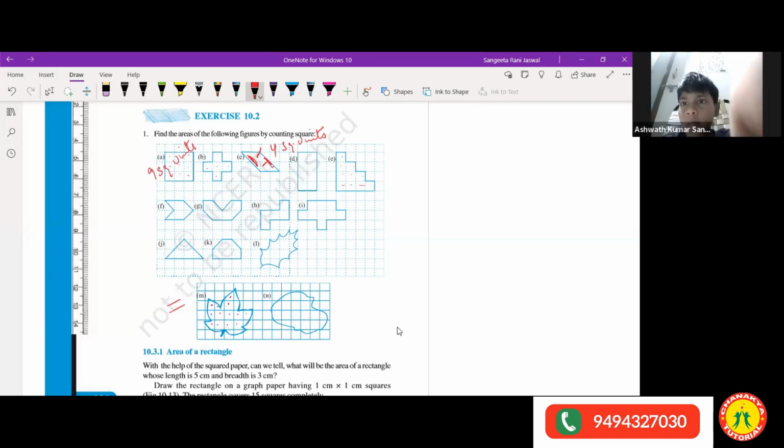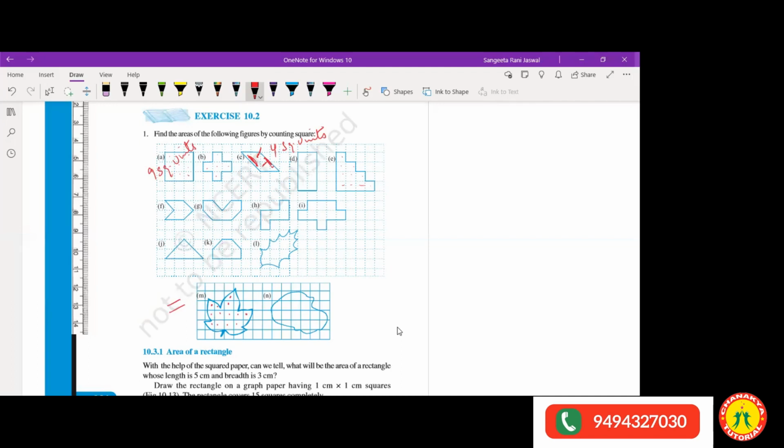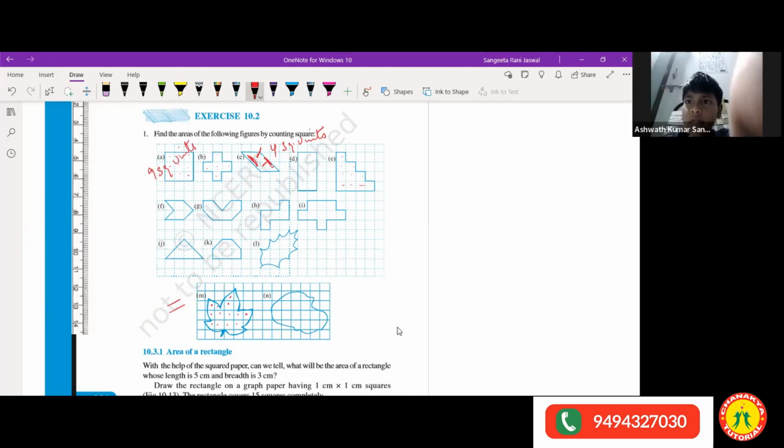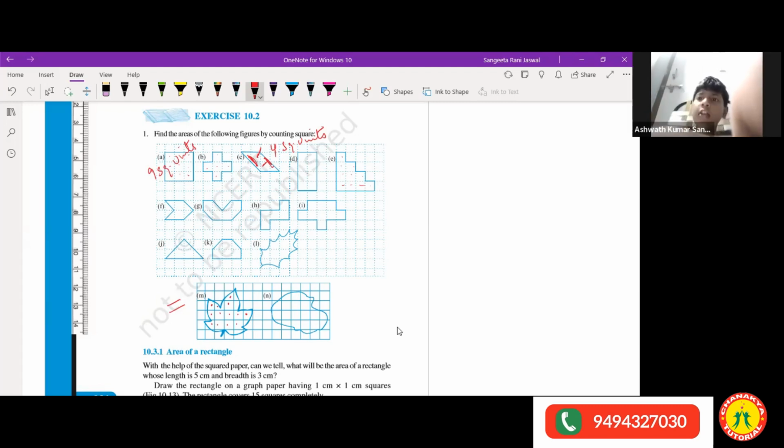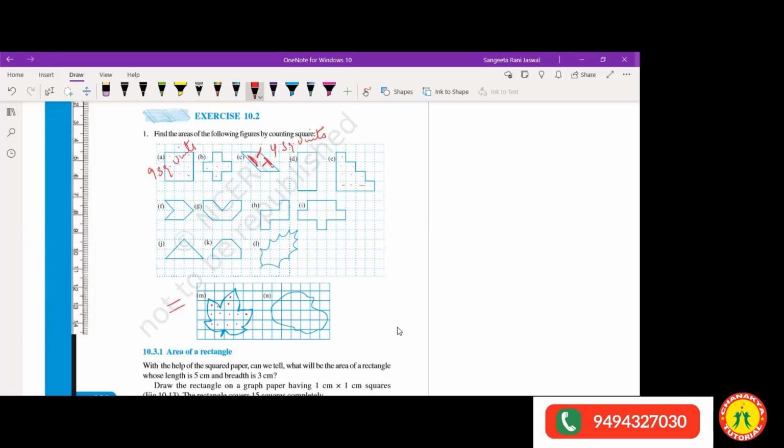Ma'am, this side? Yes, this is more than half. So that means how many dots are there? 1. This is also less than half. So wherever you have less than half, the upper one is more than half. Ma'am, where did you point last? Here, this.